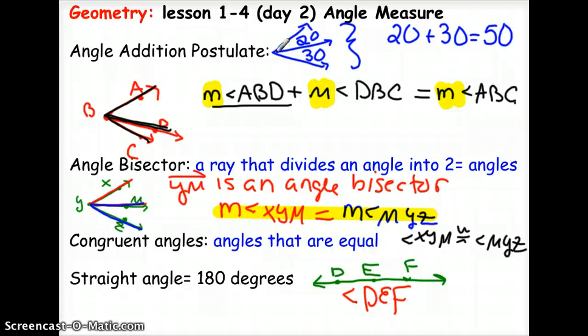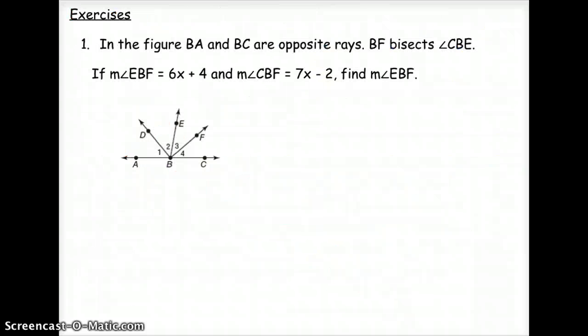All right, now that we've gathered our information, why don't we move on to some examples, some exercises. In the figure, ray BA and BC are opposite rays. So they make a straight line then, which would be 180 degrees. Then it goes on to say, ray BF bisects angle CBE. So this ray is cutting that angle into two equal pieces.